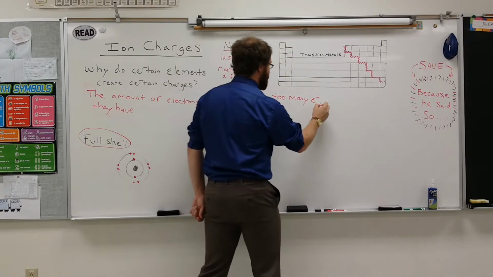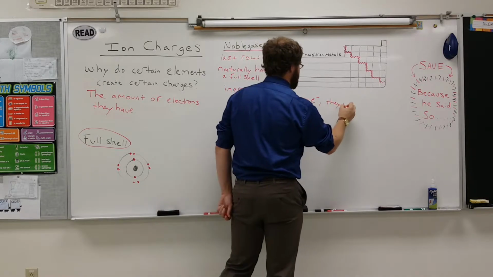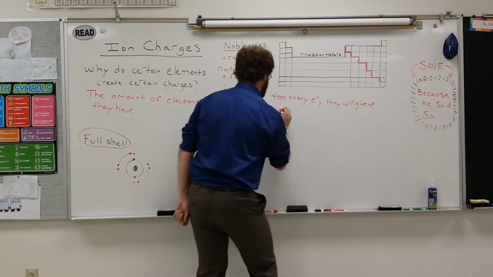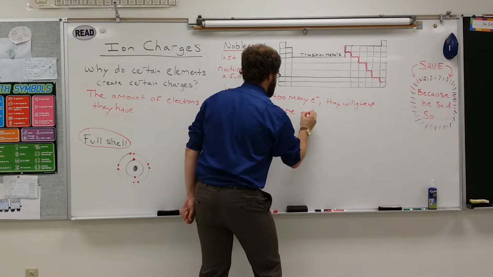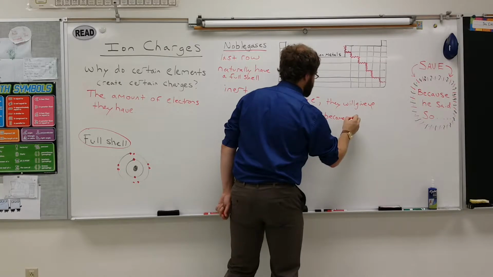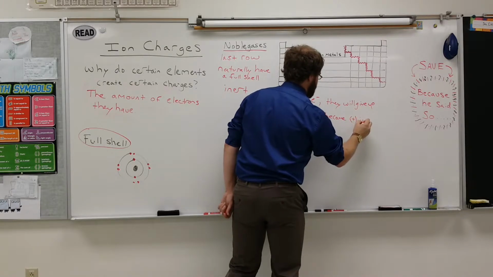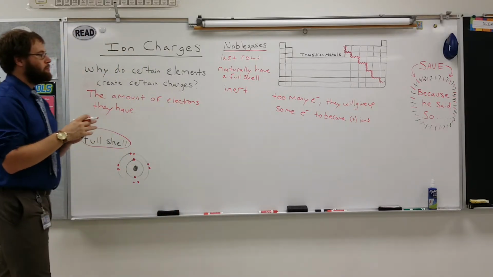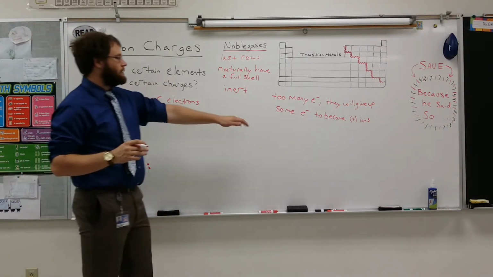They're going to give up some electrons to become positive ions. Because they're not going to have as many electrons, they're not going to be able to offset that positive charge in the nucleus, so they'll become a positive ion.